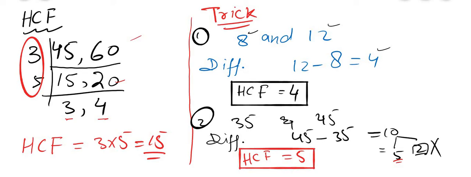Okay, so that is how you find the HCF with the trick. We have another method, called the continuous division method. In that method also you can find the HCF, but it depends on your scenario. Somehow you can use this trick for finding the solutions.